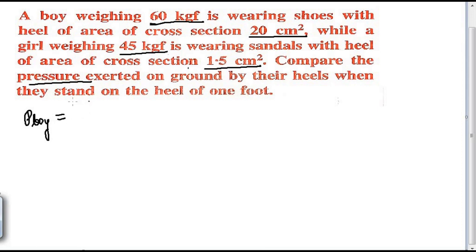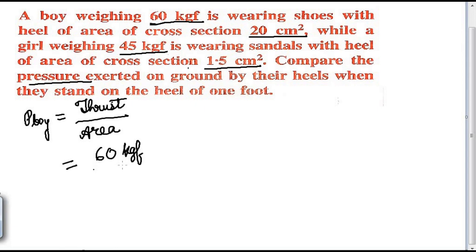So what is the formula for pressure? Thrust divided by area of cross section. I hope you all remember this. Now thrust means the perpendicular force. So what is the force? The boy is exerting 60 kgf, which is the weight of the boy, and the area of cross section is 20 centimeter square. So upon cancellation we will get 3 kgf per centimeter square. This is the pressure exerted by the boy.